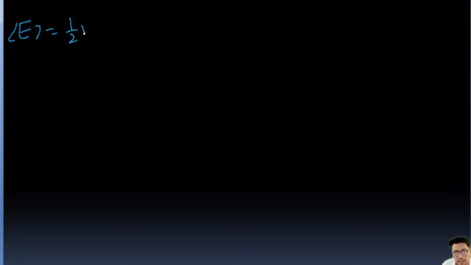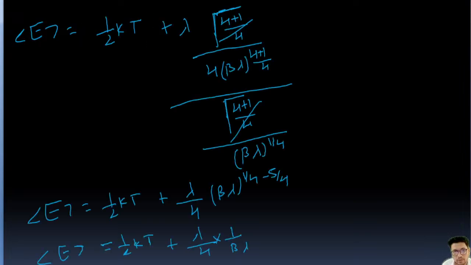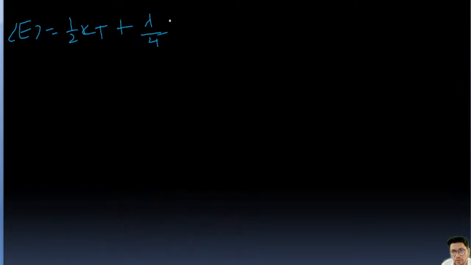This is 1 by kt plus lambda by 4 into this one, beta lambda. So lambda will remain as it is, and beta value we know, right? Beta is 1 upon kt, so we'll write 1 upon kt. 1 upon kt means kt will go up, right? So this is going to be lambda into beta is 1 upon kt, that is kt. Lambda will get cancelled, so this is going to be 1 by 2 kt plus kt by 4, right?